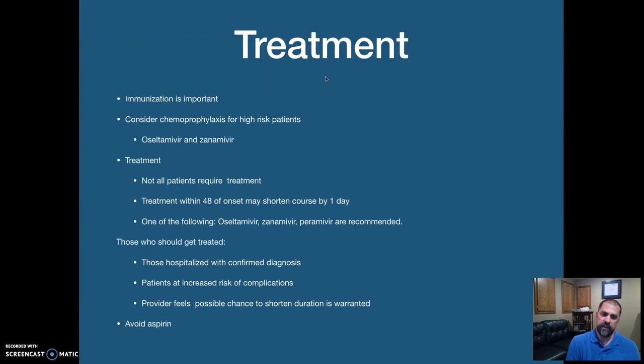Patients who should get treated are those who are hospitalized and confirmed with the diagnosis, if they're at risk for increased complications. If the provider feels that they may be able to shorten the duration and that it would be worthwhile, that would also be a reason too. And then it's important with influenza to avoid aspirin because of Reye's syndrome.